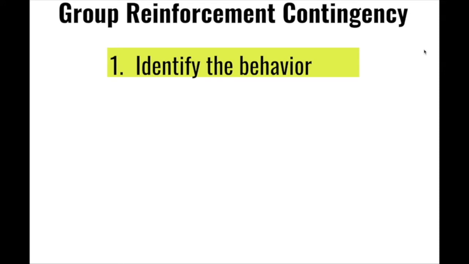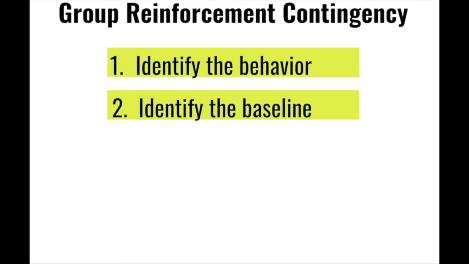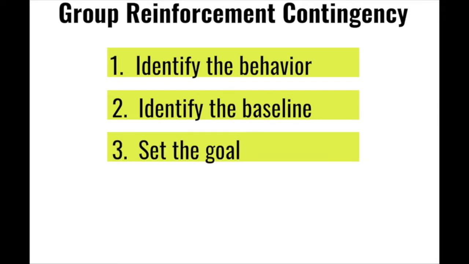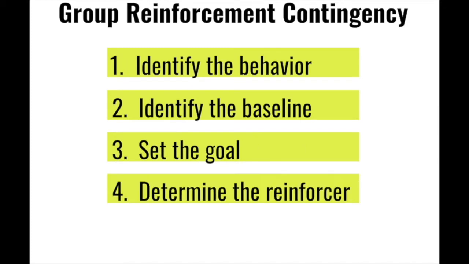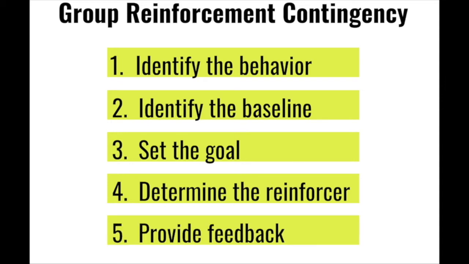So a quick wrap up of group reinforcement contingencies. You want to identify the behavior that you want to see increased. You want to identify your class's baseline of where they are as far as that behavior is concerned. Then you want to set the goal for your students to meet. You want to determine a reinforcer that they're going to receive, and then you're going to want to determine a way that you're going to provide feedback.